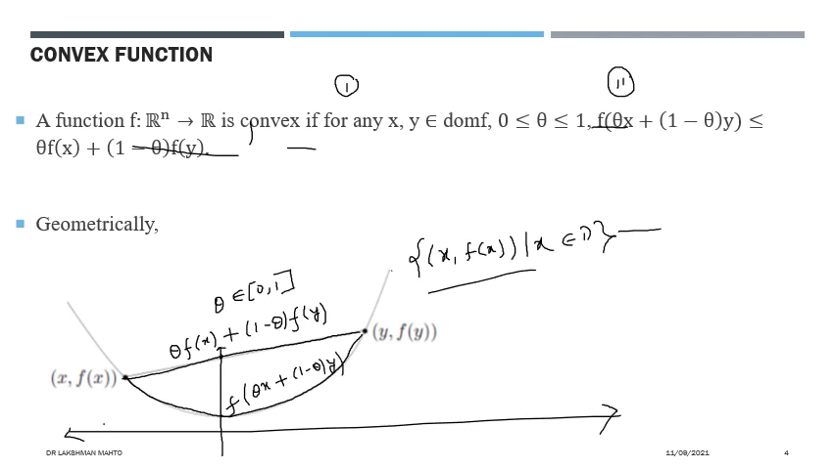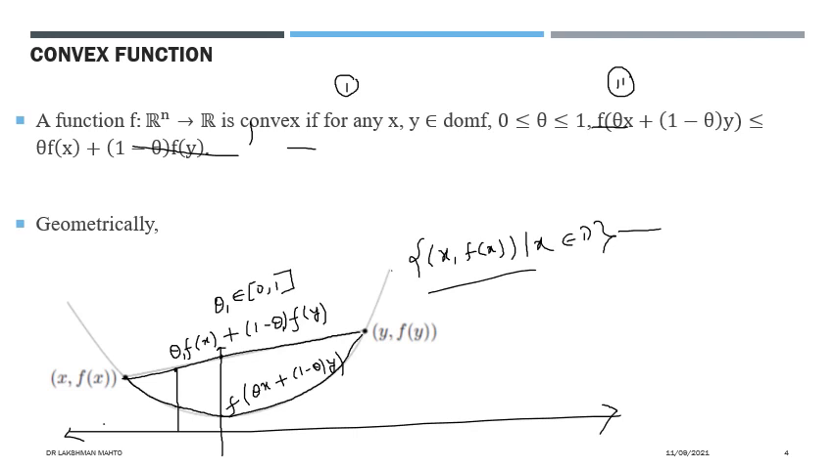Likewise, you can see all these scenarios. You take any point here for some theta, and here theta would be something else. For that, again you will see that this point would be theta f(x) plus 1 minus theta f(y), and this point would be f of theta x plus 1 minus theta y. Same scenario. Suppose this point corresponds to theta 1, which is again between 0 and 1. Then this point corresponds to theta 2, another value of theta from the interval 0 to 1. Likewise you can define it.